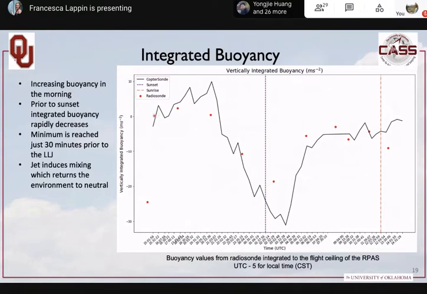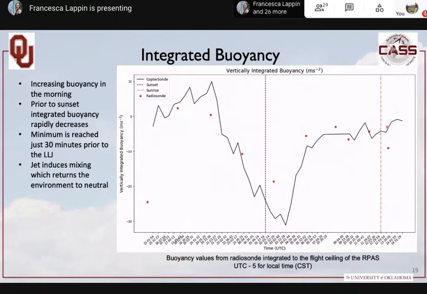And we can see that, to begin with, there's a rise in positive buoyancy, so it's a positively buoyant environment during the day, and then about 5 hours before sunset, we begin to see a steady decline in buoyancy to where it becomes very negatively buoyant, reaching a minimum at 3:30 or 30 minutes before onset of the low-level jet, which through mixing raises the buoyancy and continually raises it to approach near neutral conditions.